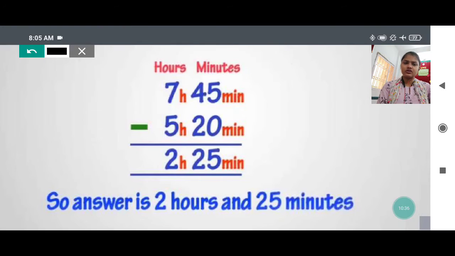This has also been done in the same way. You will make two columns, one for hour, one for minute. You will write hour 7 in the hour column and 45 in the minute column. Again you will write 5 just below the 7, and you will write 20 just below 45. You will subtract. 5 minus 0 will be 5. 4 minus 2 will be 2. 7 minus 5 is 2. What you are getting? 2 hours and 25 minutes. This was also simple subtraction.